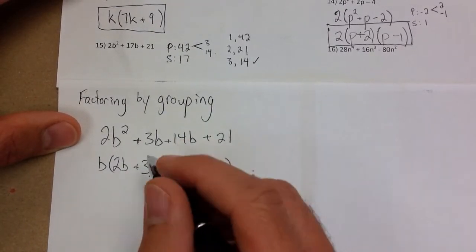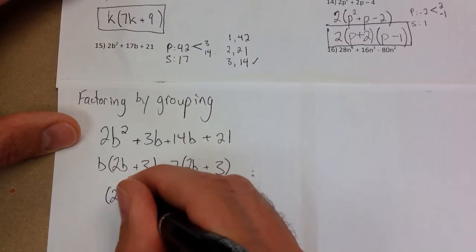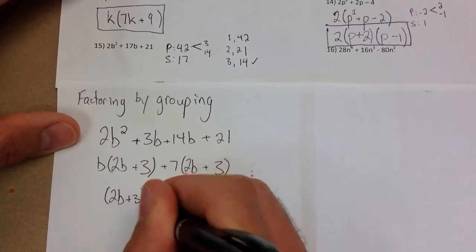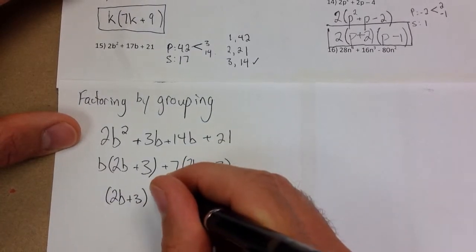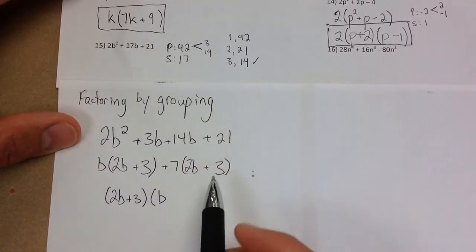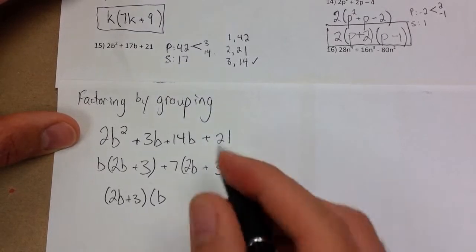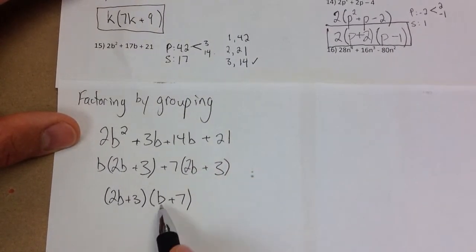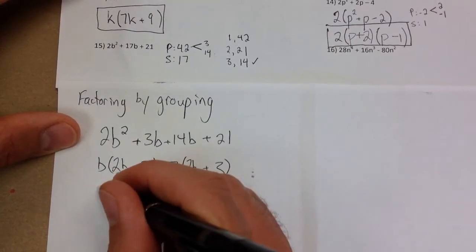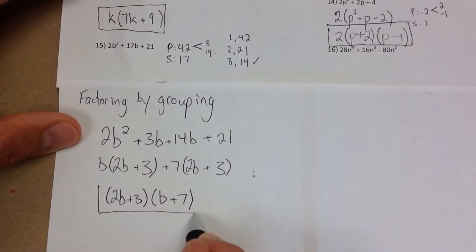So when we factor the 2b plus 3 out, you're left with b from this first term, and you're left with 7 from this second term. You could also choose to write the b plus 7 first and the 2b plus 3 last.